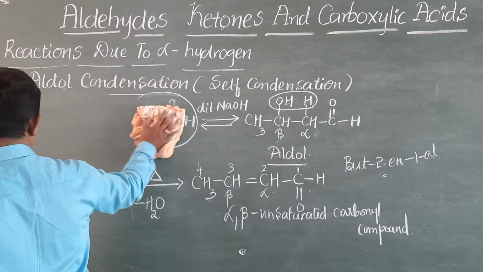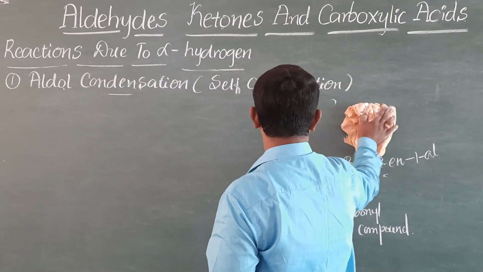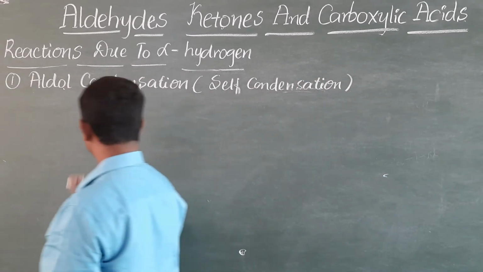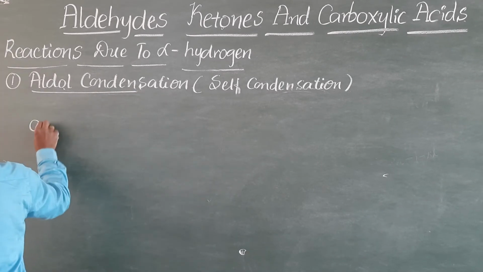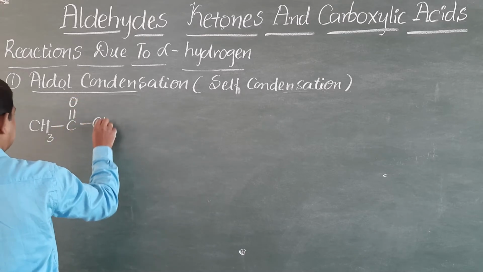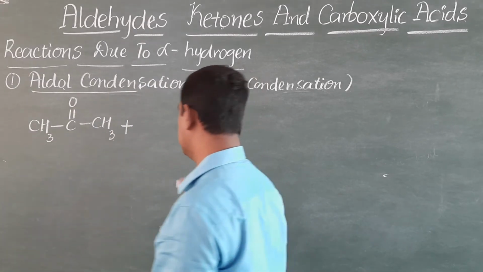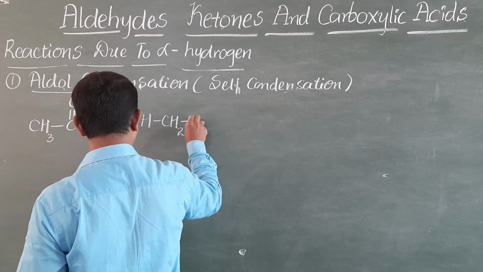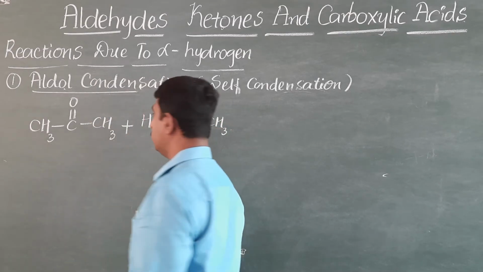We can take one more example, acetone. It is also called propanone. CH3, C double bond O, CH3. Write one more molecule, that is H, CH2, C double bond O, CH3, C double bond O, CH3.